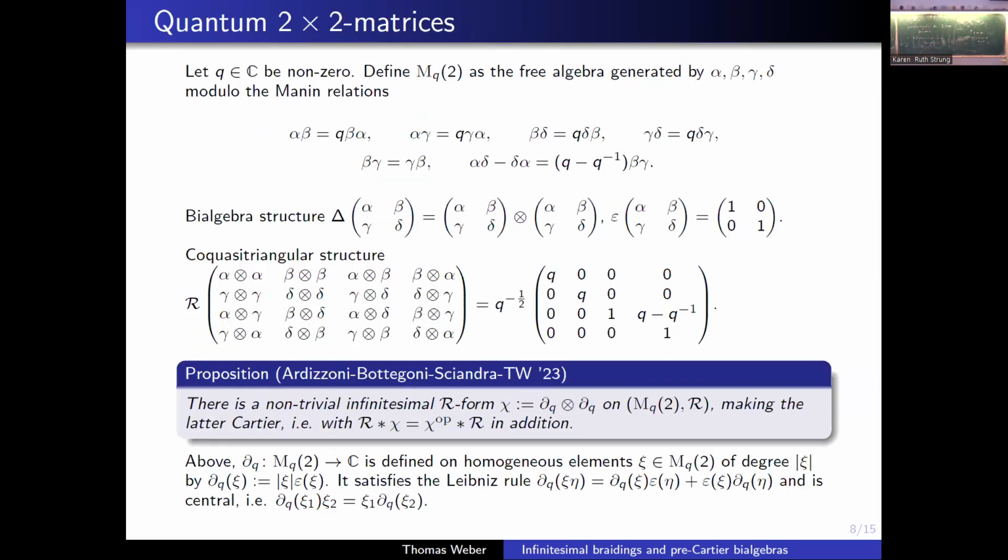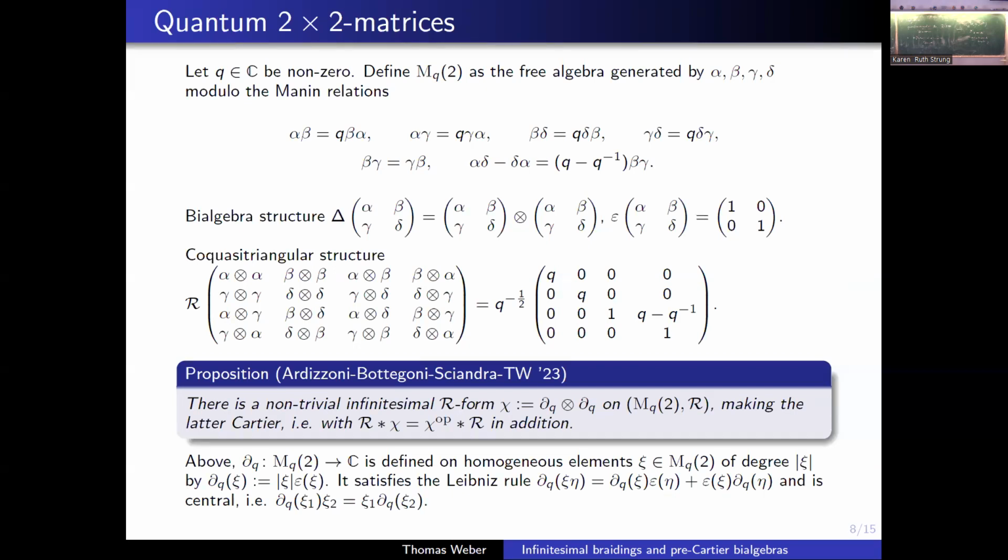So, a little bit more complicated example: a bialgebra that we have seen several times during this conference is MQ2. Take a Q, which should be non-zero, and take the free algebra generated by alpha, beta, gamma, delta modulo the Manin relations, which are written here. So you quotient this out.